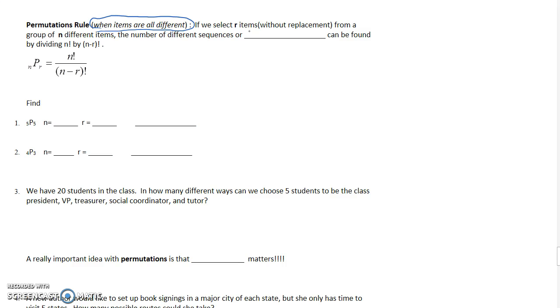So if they are unique, if we select our items without replacement from a group of n different items, then the number of different sequences or permutations can be found by dividing n factorial by n minus r factorial. I would not worry about this. We're going to not worry about the formula because we're going to use our calculator, right?